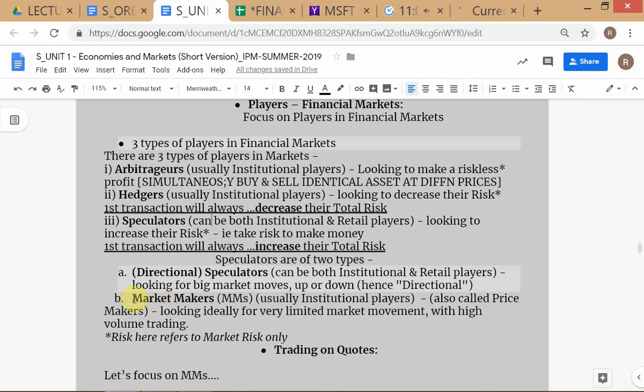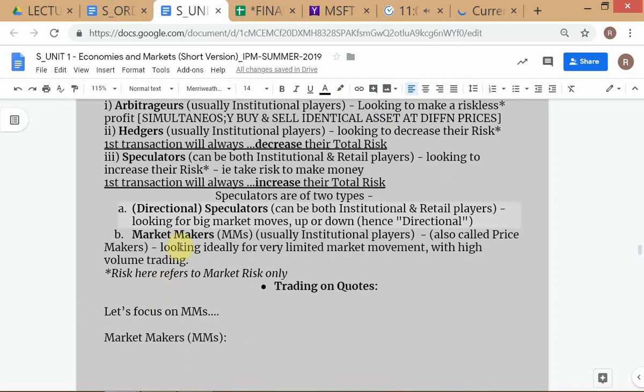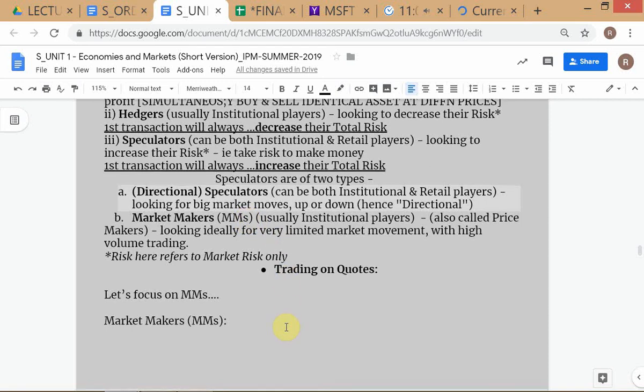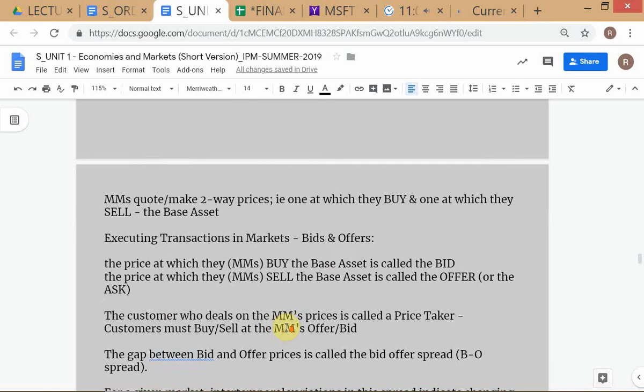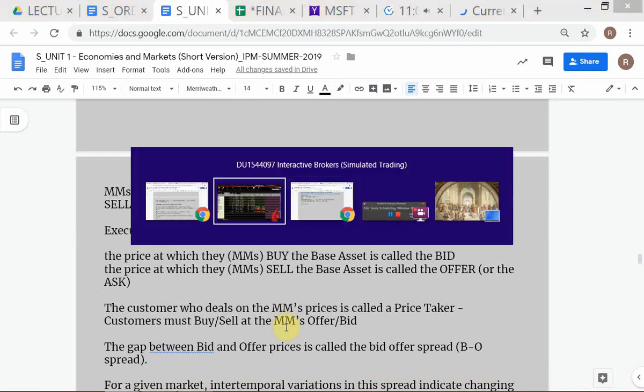Now what are market makers? Why are market makers classified separately? Market makers are not like directional speculators, because they don't require a big directional move in the price in order for them to make money. Let's understand what market makers do. In fact, I can go a little bit further down, and look at this.